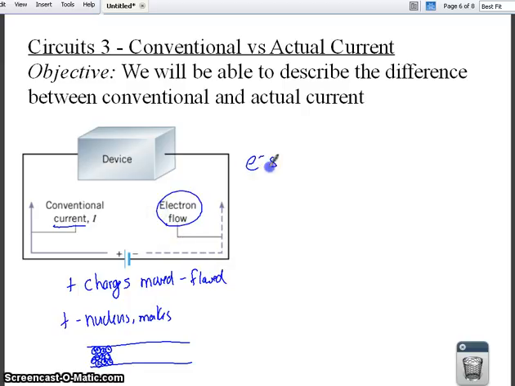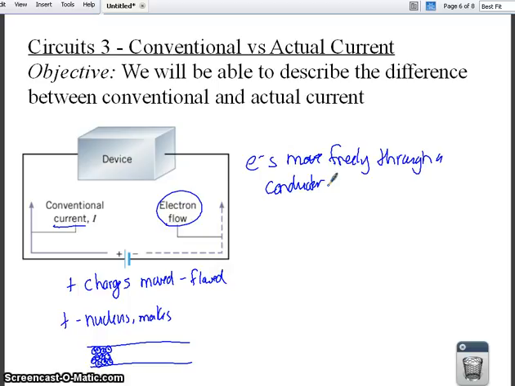Electrons move freely through a conductor. And electrons are what power our devices. They are the things carrying the energy. So we know that electrons really are what's getting it done, but before we thought it was positive.